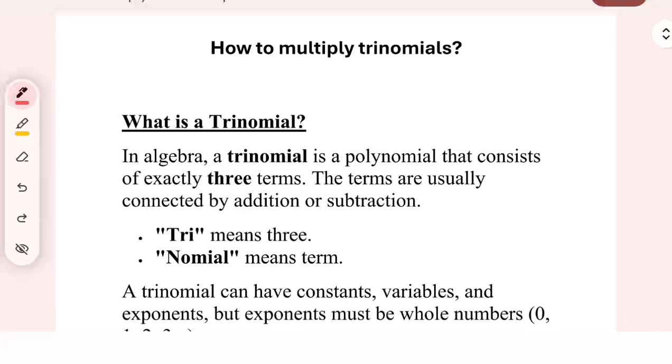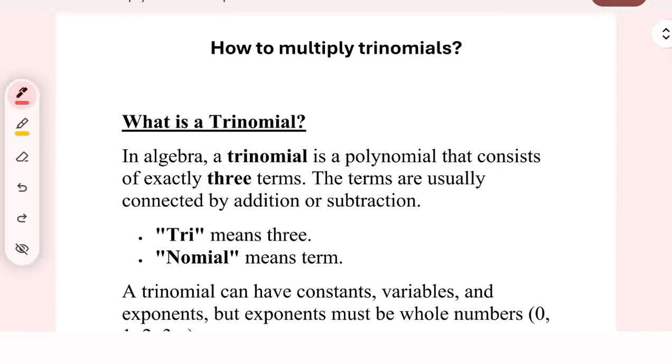Hello everyone. So today let us review how to multiply trinomials. A trinomial is a polynomial, like a binomial, a trinomial. All of these are polynomials. So what is a trinomial?